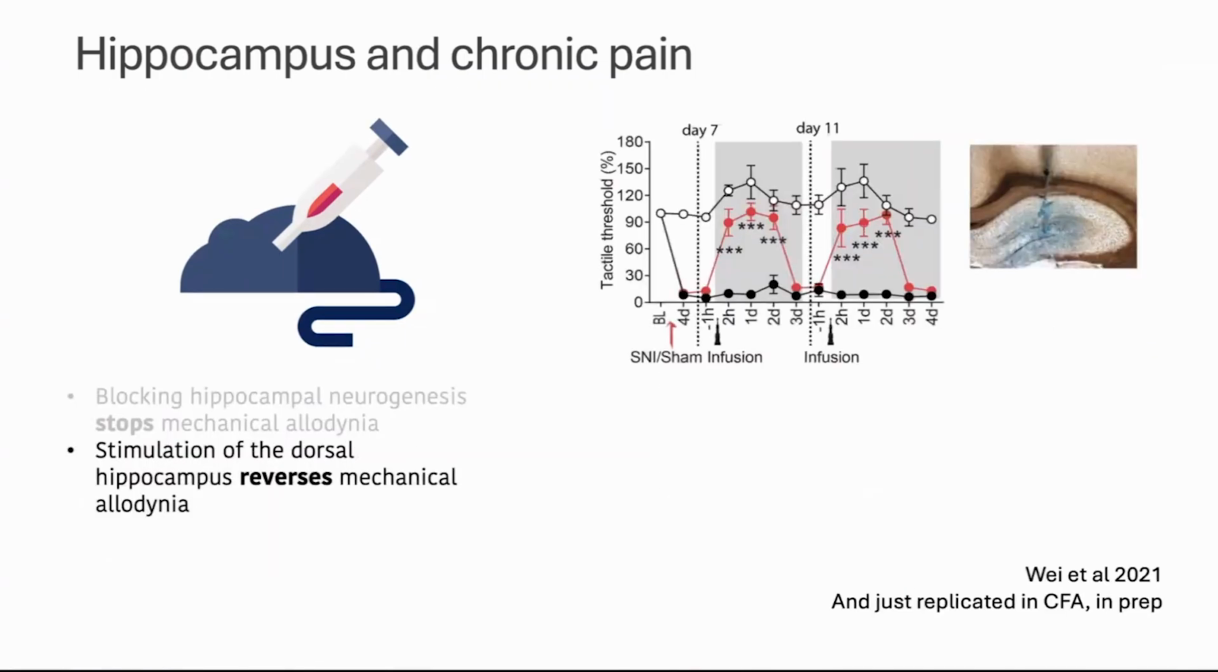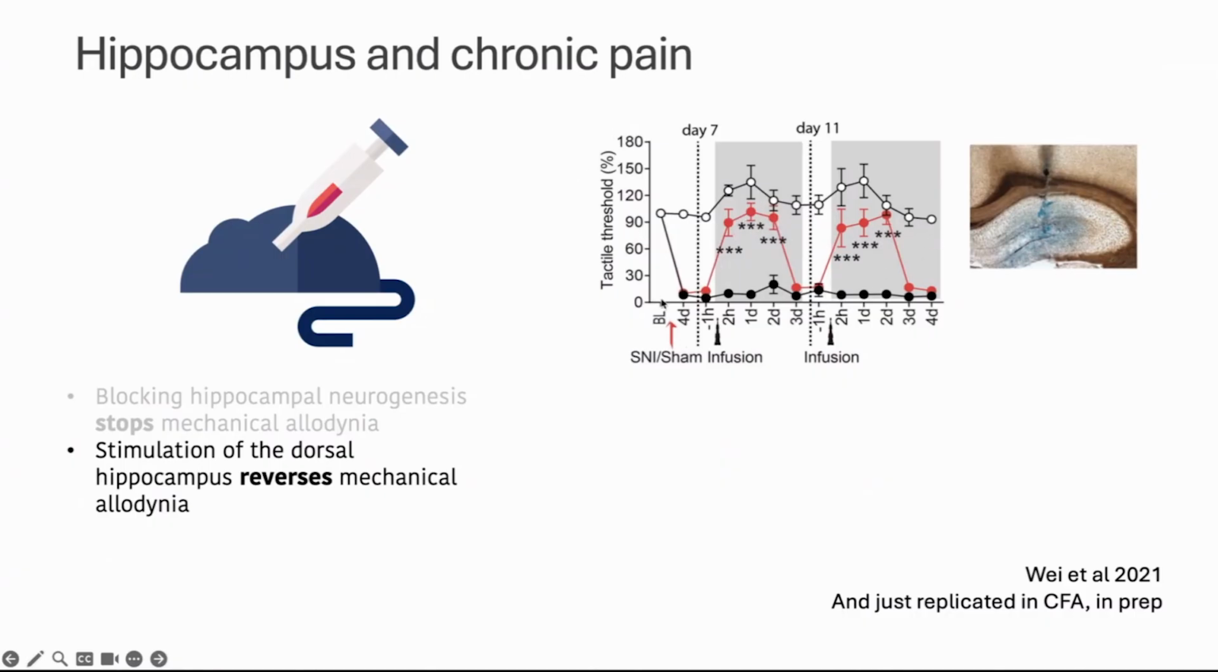And this was also shown through a brain stimulation study that was performed afterwards, where now, instead of blocking neurogenesis, what was done was to inject glutamate, which is excitatory, in the hippocampus in these mice that had, again, a spare nerve injury. And what was found is that when you stimulate the hippocampus, you can completely revert this mechanical allodynia temporarily. And this was even repeated twice.